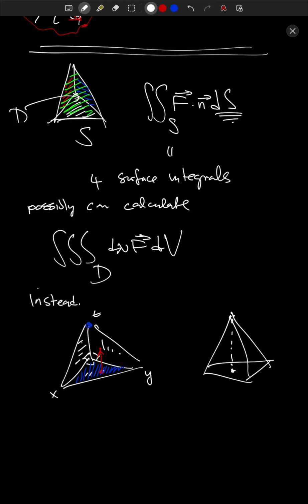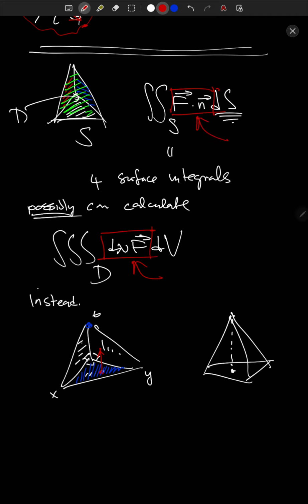But this is always an option for you. Of course, I say possibly because ultimately it all depends on what goes in here, right? Maybe this is only one integral down here, but if the divergence of f happens to be really nasty, then maybe you're not able to actually compute that integral. Then maybe you have no choice but to do four separate surface integrals.